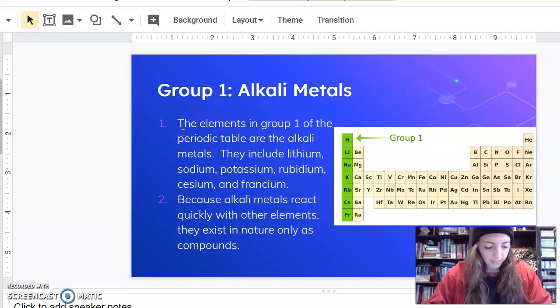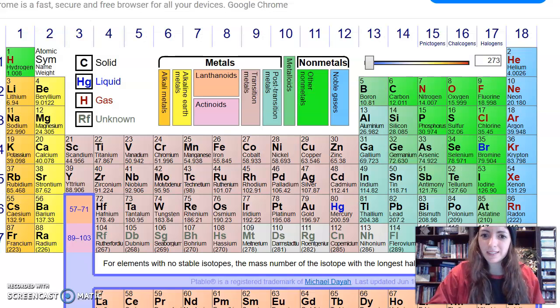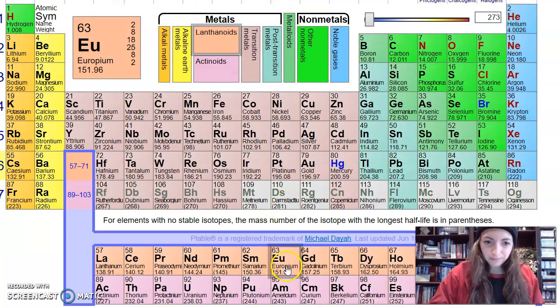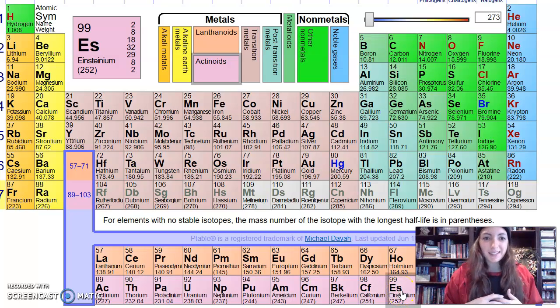Okay, next one is einsteinium. A fun fact about einsteinium: it was named after Albert Einstein. It is the 99th element. Let me pull it up for you guys. 99th element here. Oh, right here. Here's einsteinium, element 99.